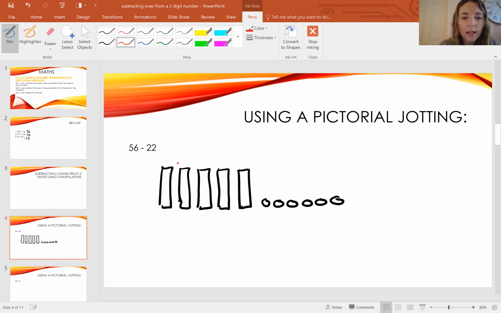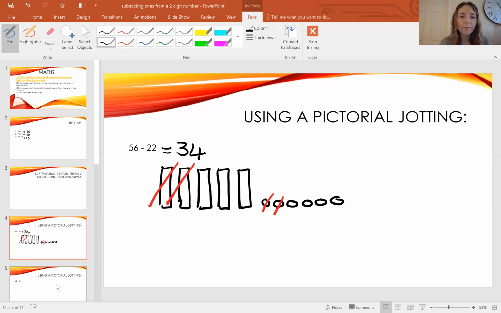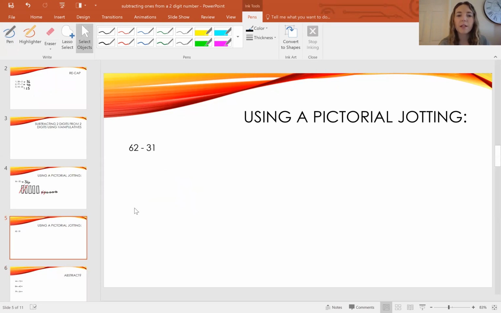So let's take away our 2 tens and 2 ones. Now let's count up how much we've got left, what the difference is. 10, 20, 30, 3 tens, and 1, 2, 3, 4 ones. So our answer is 34. Okay, pause the video and have a go at 62 take away 31 using a pictorial jotting. Off you go.